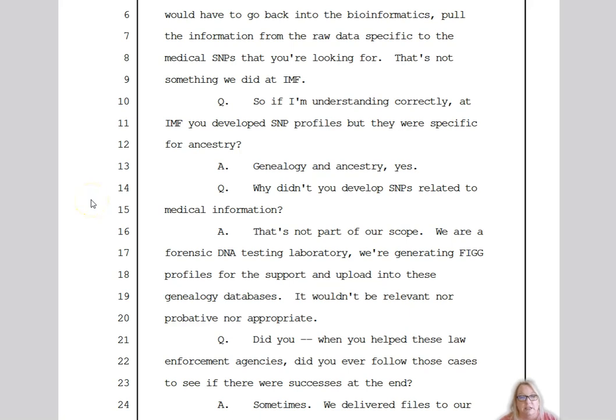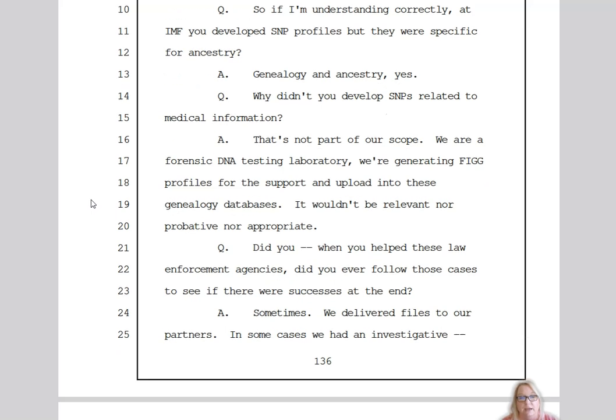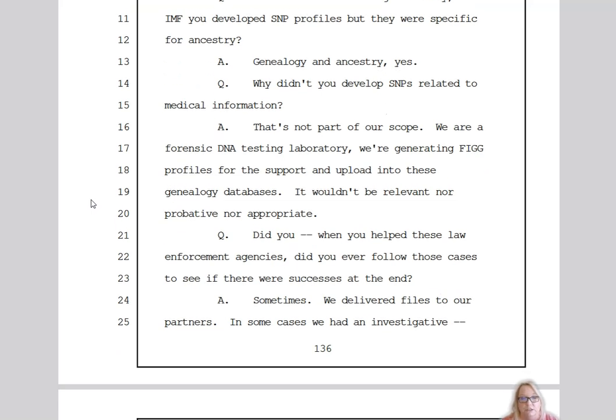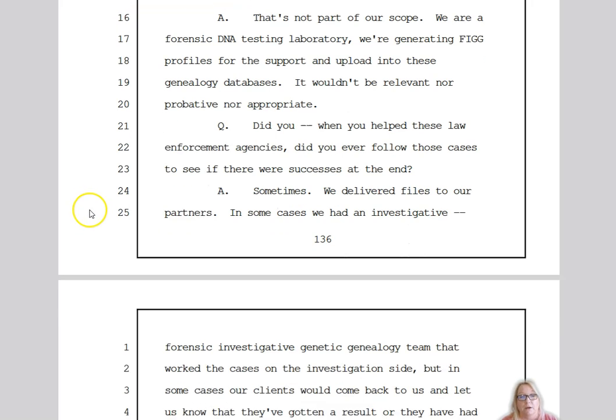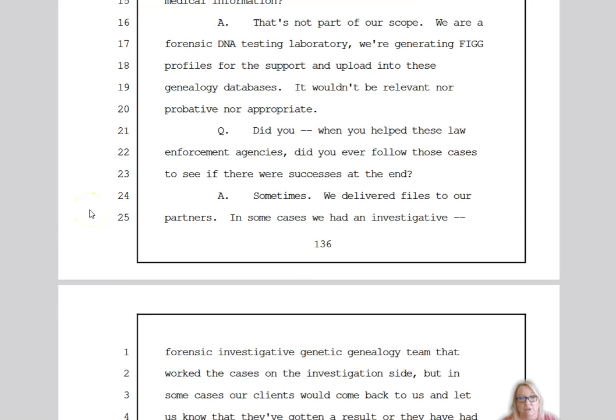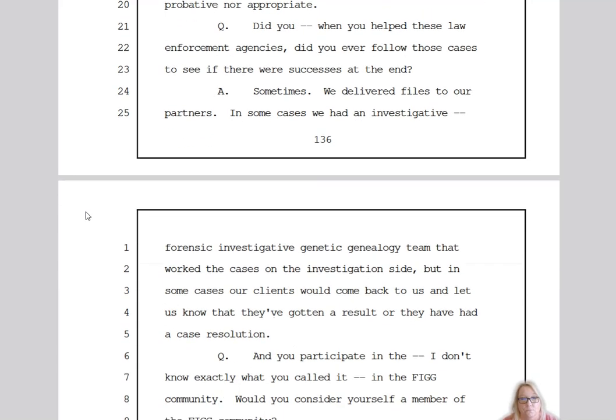So if I'm understanding correctly, at IMF you developed SNP profiles, but they were specific for ancestry. Genealogy and ancestry, yes. Why didn't you develop SNPs related to medical information? That's not part of our scope. We are a forensic DNA testing laboratory. We're generating FGG profiles for the support and upload into these genealogy databases. It wouldn't be relevant, probative, or appropriate.